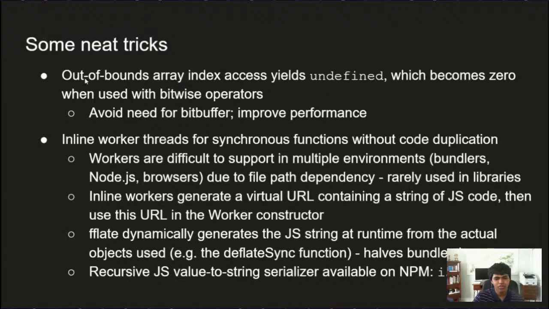This isn't so much neat as it is kind of horrifying, but if you access an array, or in this case a typed array, with an out-of-bounds index, it will yield undefined, and that becomes 0 when you use it with bitwise operations. This is maybe obvious to some more experienced developers, but what this avoids is the need for a bit buffer, which is usually used in these libraries to avoid exactly this, accessing an index out of bounds, and also to reduce the number of times you access any given index. However, in the case of JavaScript, we avoid the need for a bit buffer, which actually reduces bundle size dramatically.